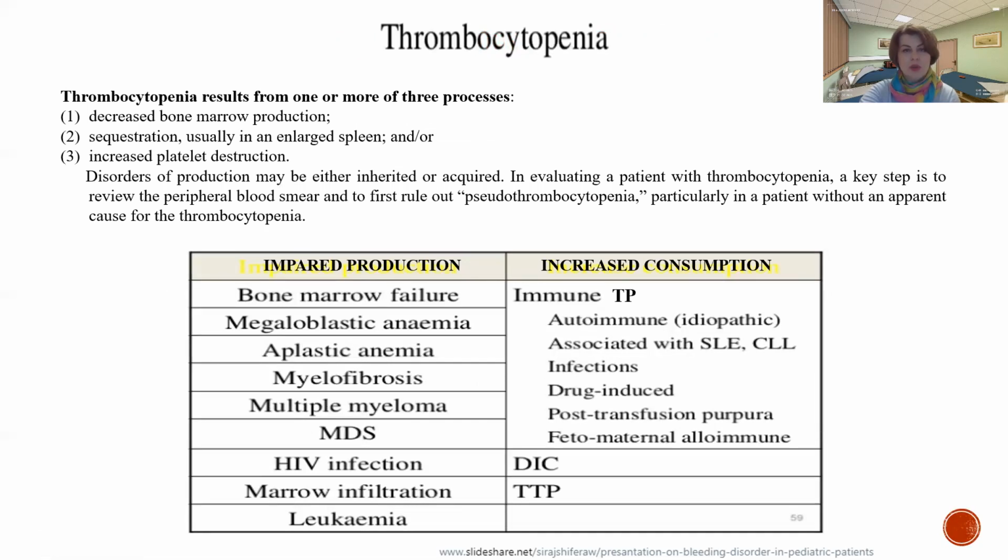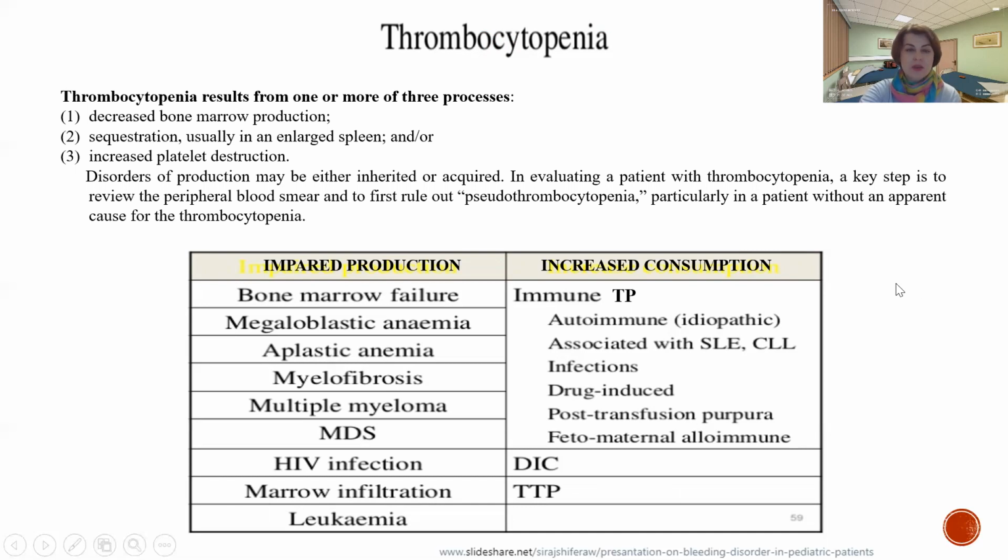Thrombocytopenia, which we will talk about in this lecture, results from one or more of three major processes: decreased bone marrow production, sequestration, usually in an enlarged spleen, or increased platelet destruction. Disorders of production may be inherited or acquired. In evaluating a patient with thrombocytopenia, the key step is to review the peripheral blood smear and first rule out pseudo-thrombocytopenia, particularly in a patient without an apparent cause of thrombocytopenia.